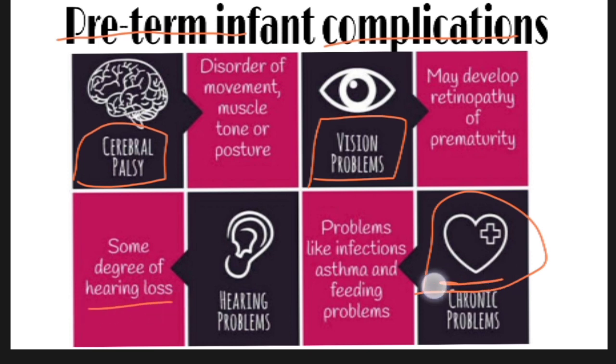And apart from this, the heart. In the heart, there are lots of defects. At a very small age, the baby might get asthma, breathing disorders, and heart disorders, holes in the heart, or a heart structure defect. This can be seen in this condition. These are the complications seen in premature babies.